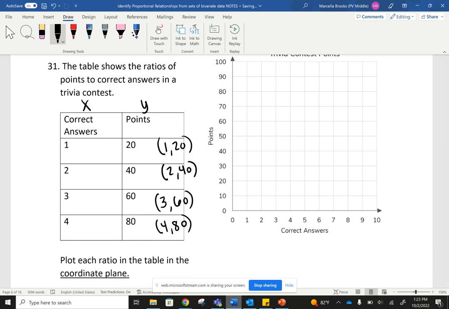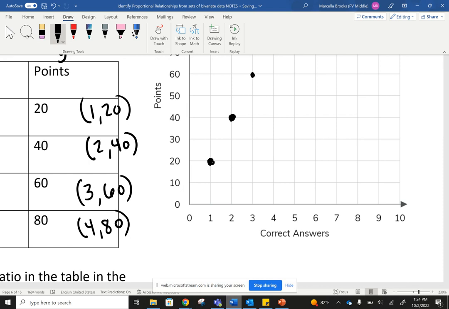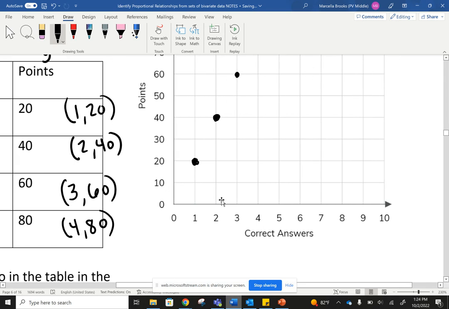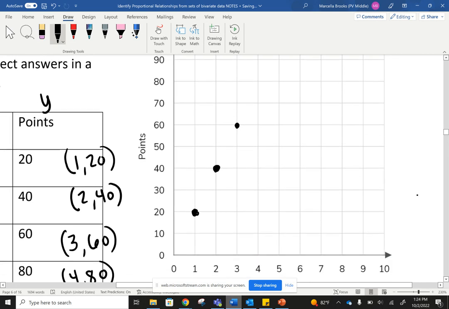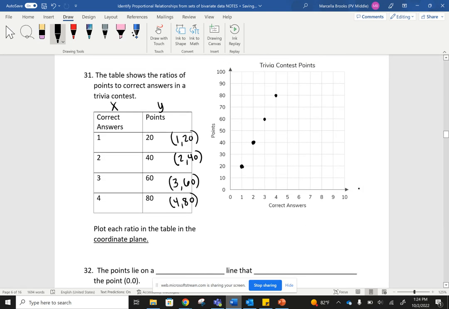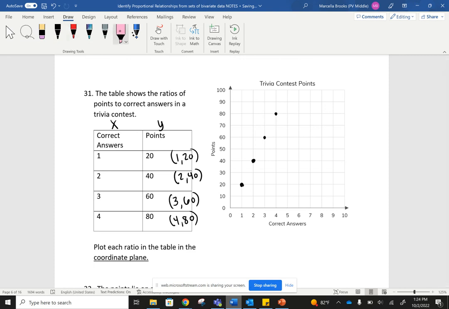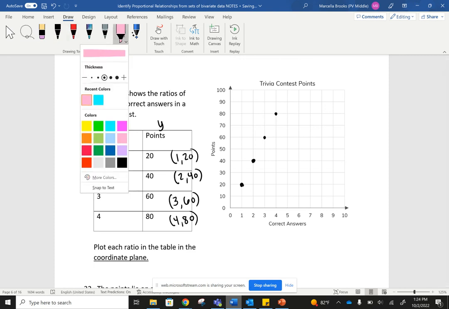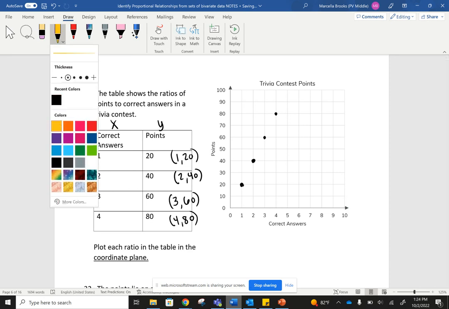So we're going to go right 1, up to 120. Then we go to 240. Then we go 360. And then we go to 480. So I'm going to go ahead and connect the dots because I like to do that. Helps me see what the line is.